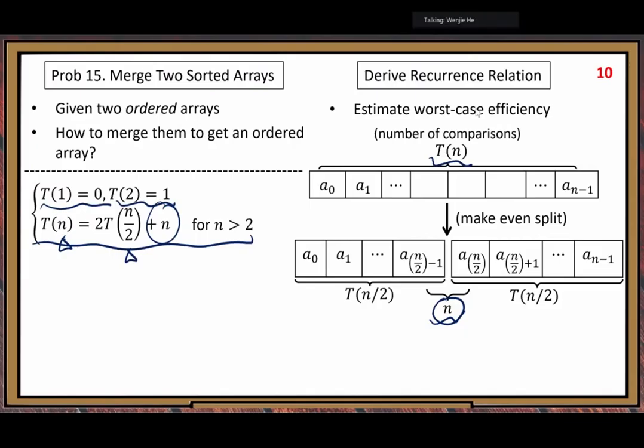So you get this recurrence relation. Now we want to estimate this capital T function. When we do the estimate, here we use a special way to do the estimate. First, we consider a simpler case. Simpler case, n is a power of 2. That's the simplest case. N is a power of 2.